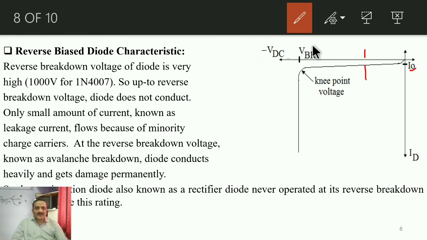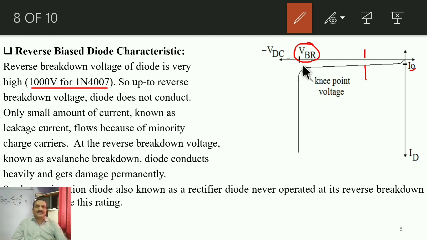One more term I mentioned here is VBR. VBR is nothing but the reverse breakdown voltage of that diode. The VBR of different diodes is different. I mentioned one example: for 1N4007, the VBR is 1000 volt. So in general, the reverse breakdown voltage of conventional diodes is very high, so no need to worry about it. We'll see that term later on.